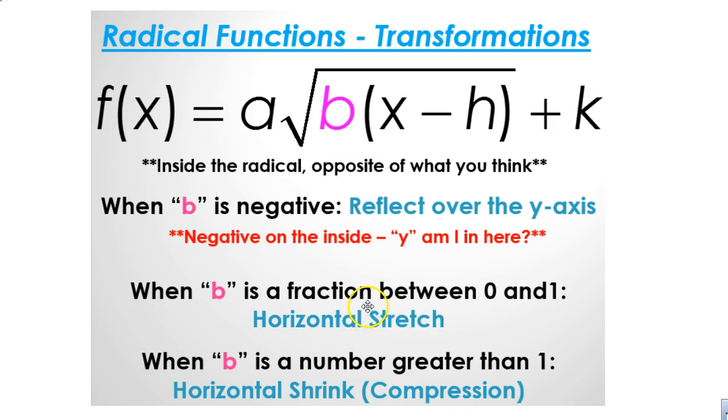Okay. Again, we have stretches and shrinks, but this is going to be different than what you think, opposite of what you think. A fraction in here between 0 and 1, or a decimal between 0 and 1, is going to actually turn out to be a horizontal stretch. So it's going to stretch left and right away from the y-axis. When the number b is greater than 1, it's going to end up being a horizontal shrink or a compression. So things are going to be compressed closer to the y-axis.